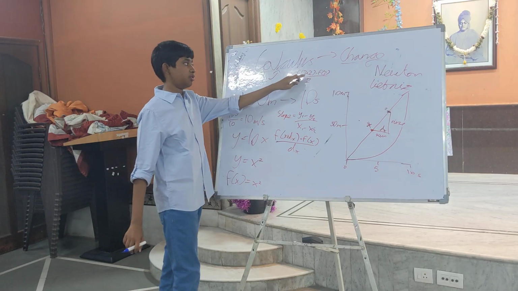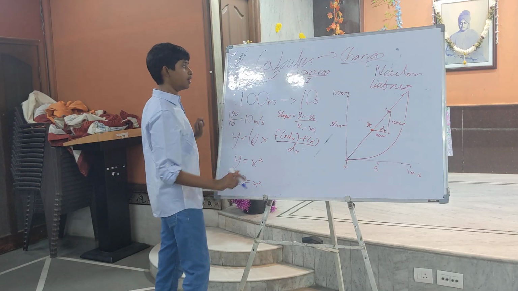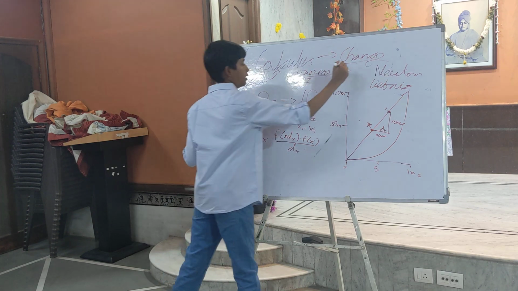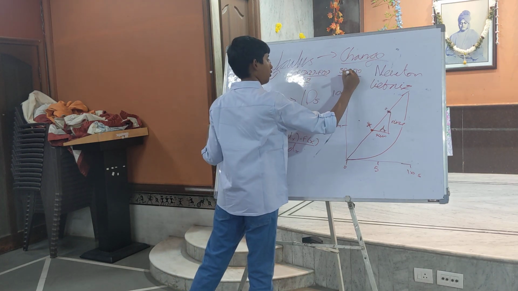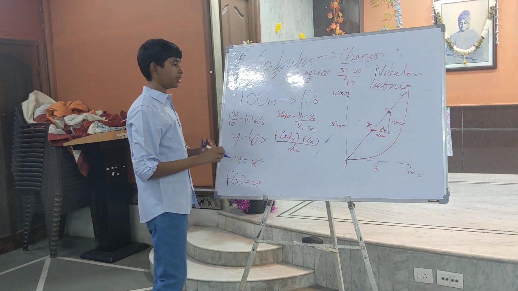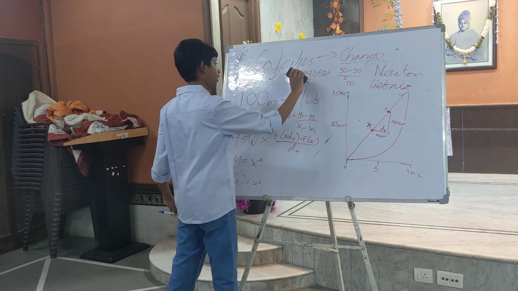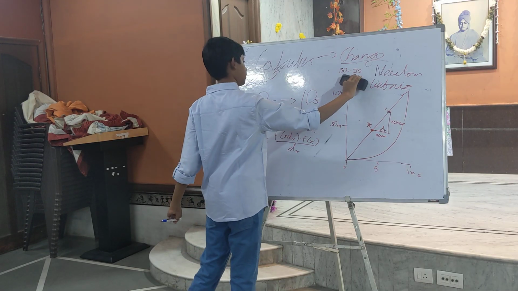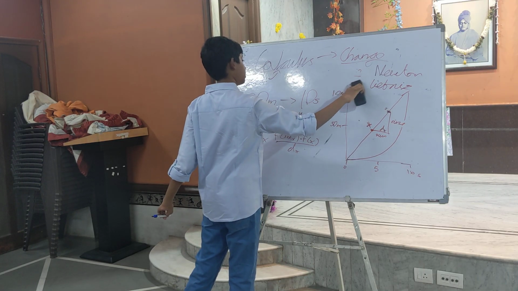So f of 3 plus 2 is f of 5, which is 50. And we subtract f of 3, which is 30, and we divide by 2. This is 20 over 2 equals 10. 10 meters per second on this straight line model, which we calculated by pure logic earlier. The average speed will be 10 meters per second.